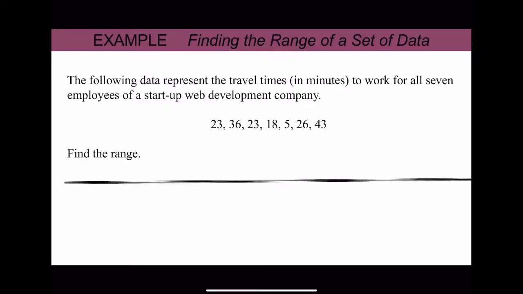So let's take a look at our travel times for the employees of a startup web development company. There are 7 of them. Our largest was 43, our smallest is 5, so we would just do 43 minus 5, and 43 minus 5 is 38. So the range of our data is 38. That's all you have to do. Just take the largest, subtract the smallest, and you have your range.